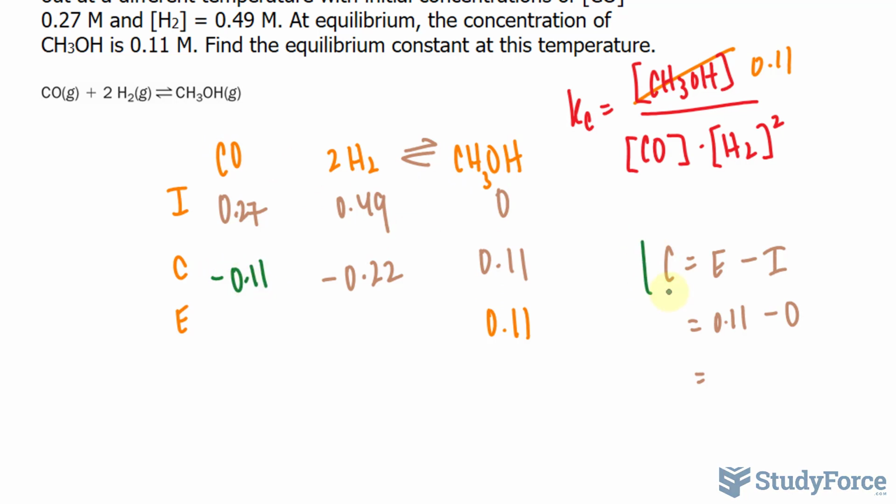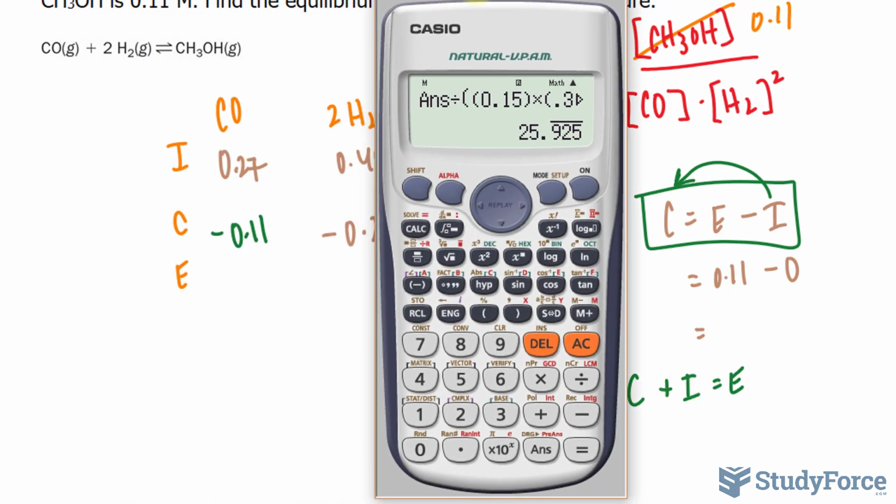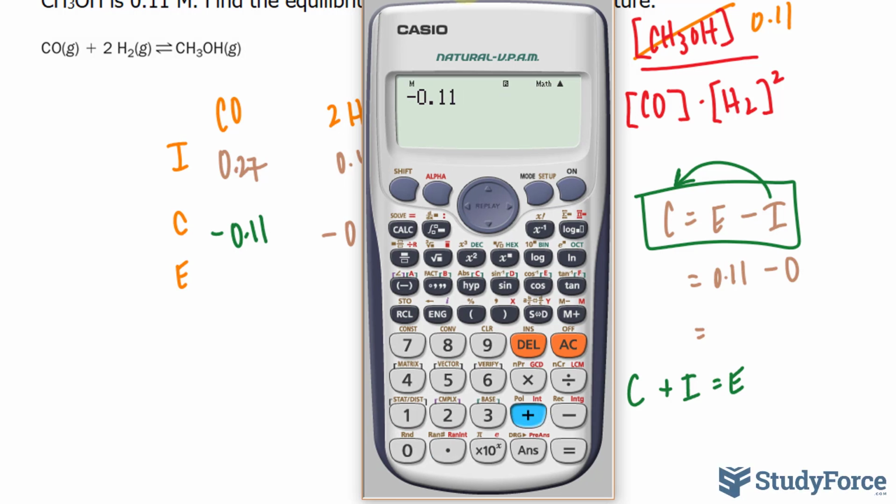And now, using this formula again, we can find the equilibrium concentrations. Here's how. So here we had C is equal to E minus I. I can change this around where I have C plus I is equal to E, just using some simple algebra, moving this over. So I'll take the change in concentration plus 0.27. Let's go ahead and use our calculator for that. So we have negative 0.11 plus 0.27, and that gives us 0.16.